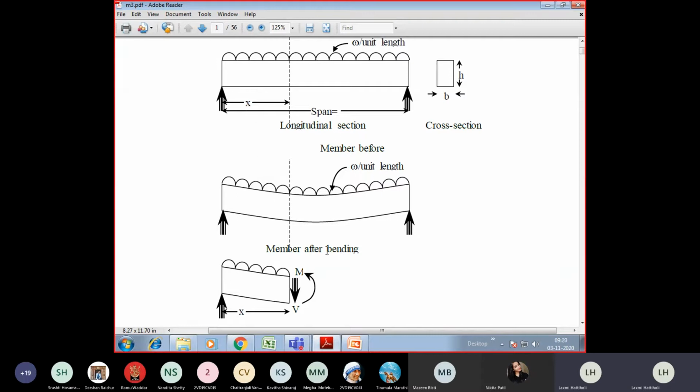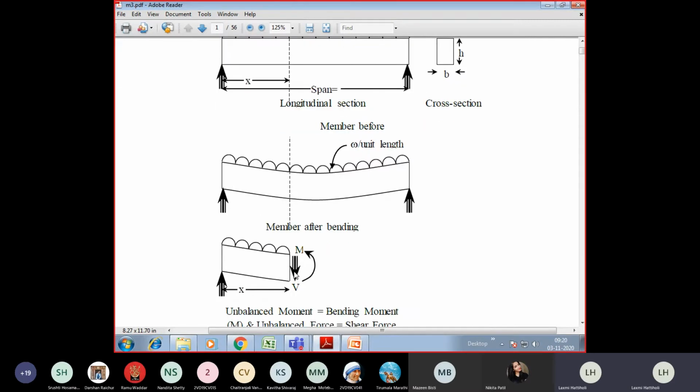Now at a distance of X, when you observe only the left portion, I have not considered the right portion. I am simply concentrating on the left half portion of the beam. It is simply like in first year when you used to draw the free body diagram. Do you remember that? How do you draw the free body diagram? You used to isolate the body, right?